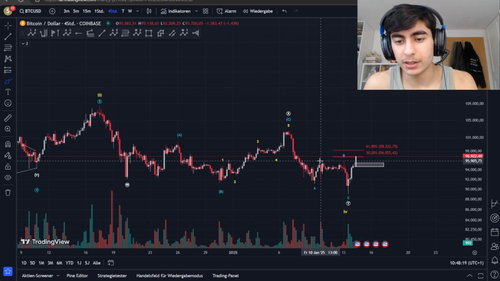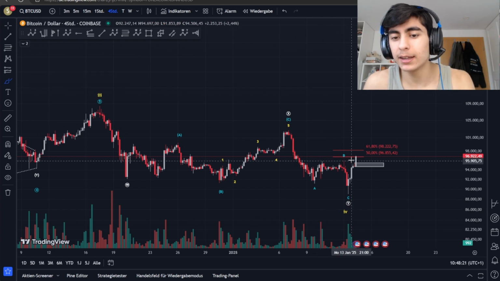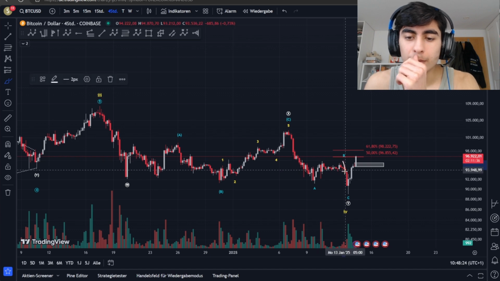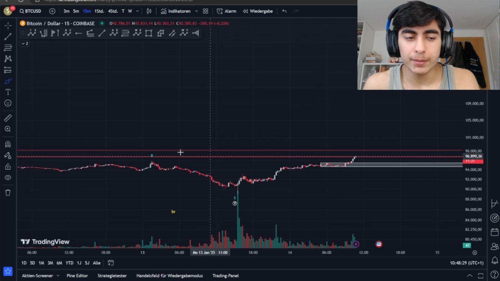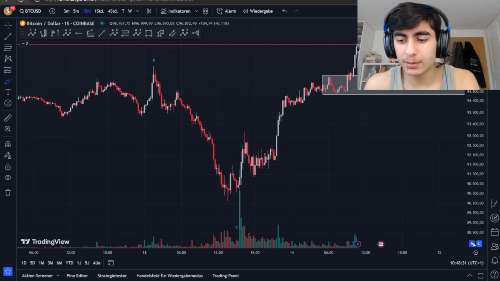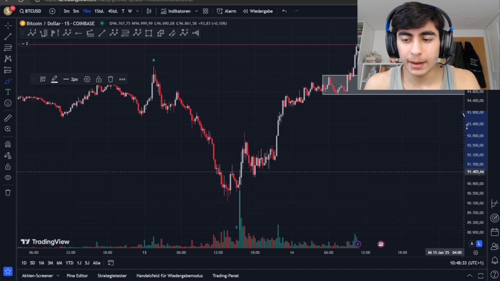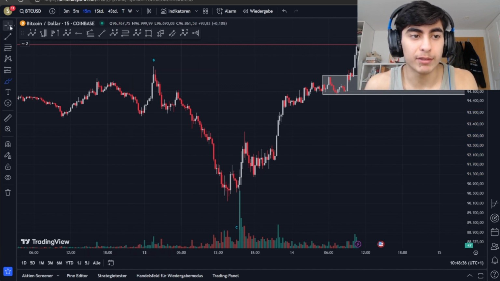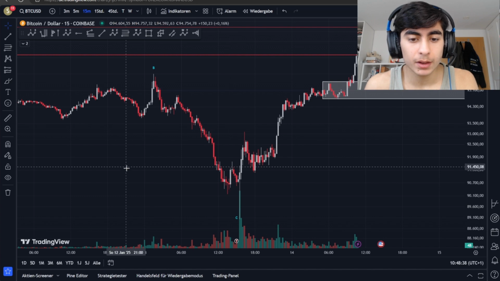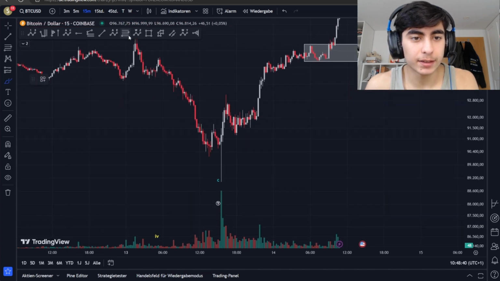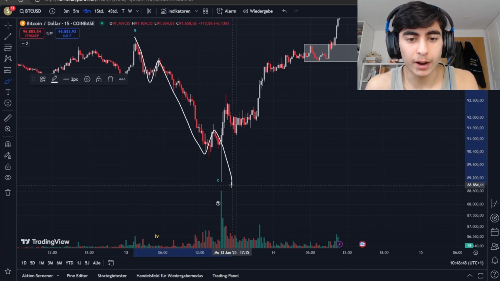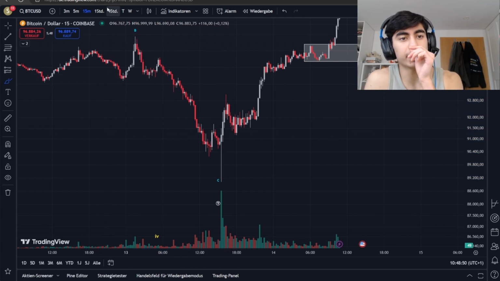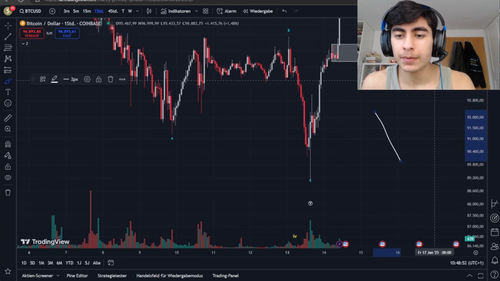Like I had mentioned in the latest update, we swept this high, we took out the liquidity, moved down lower, and now if we drop onto the 15-minute time frame, we can see that this move to the downside can be counted as a 5-wave move. So let's remove this real quick. 1, 2, 3, 4, 5. This looks really good as a 5-wave move to the downside.